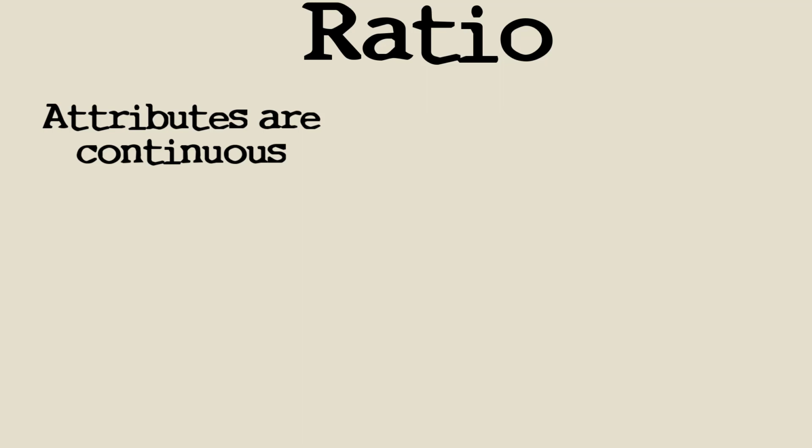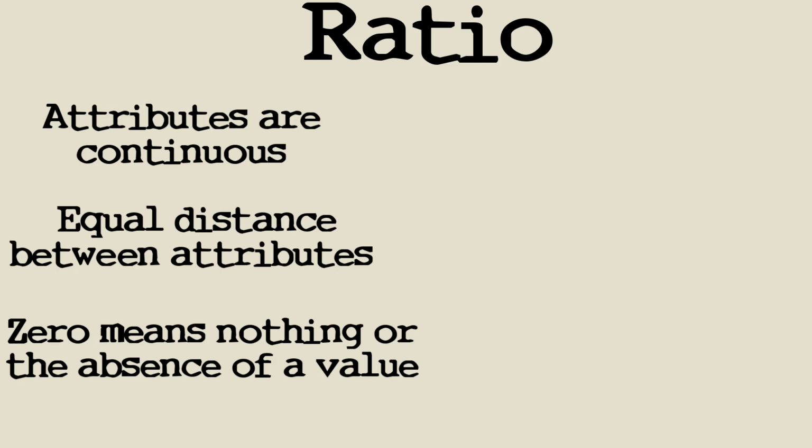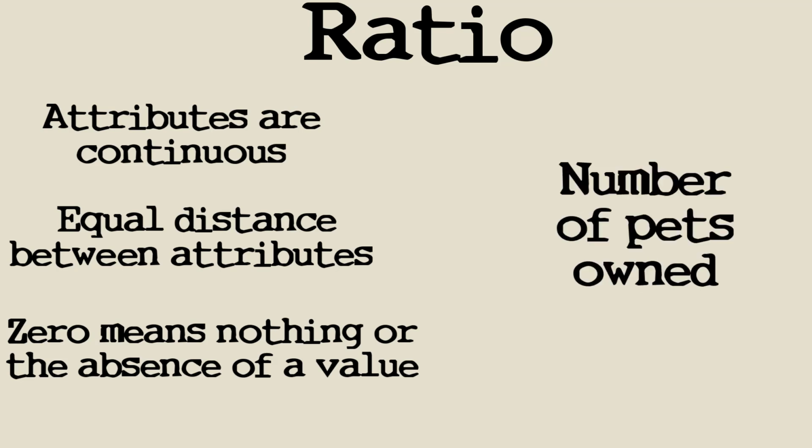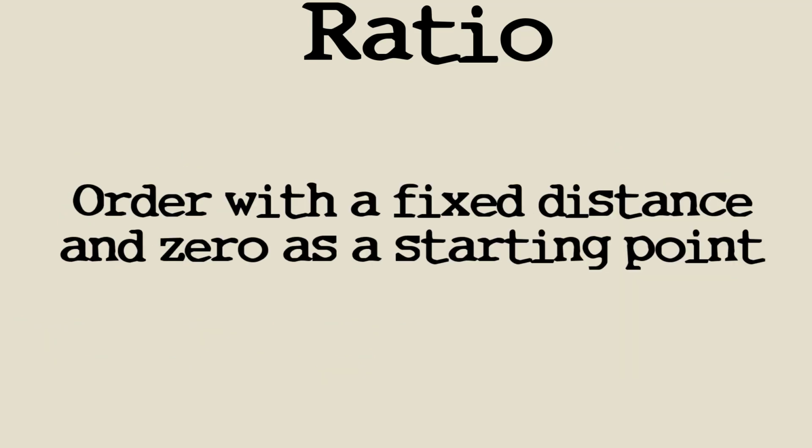Finally, ratio measured variables have attributes that are continuous, that have equal distance between them, and the value of 0 means nothing or the absence of a value. Examples of ratio measured variables include age, the number of pets owned, or years spent in college. So attributes of a ratio measured variable are ordered, have a fixed distance between them, and they start with the 0 value.